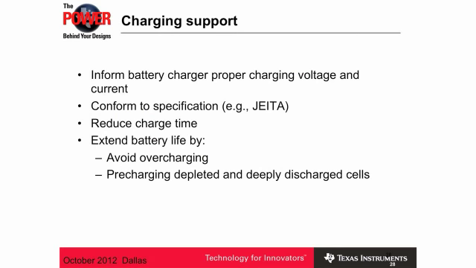Charging support is another function of a good battery monitor. It can inform the charger what's the recommended charging current, the charging voltage? It can conform to the JEITA as it's doing that. It can reduce charge time by recommending the best scenario. It can extend battery life by avoiding overcharging. And of course, pre-charging, where you're depleted, you want to use a much lower current. So the typical battery monitor can also master the communication bus and actively tell the host that something's wrong with the charging, or that this is the newly recommended charging current or voltage.